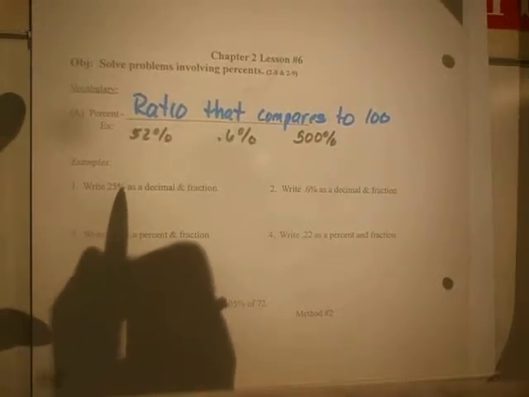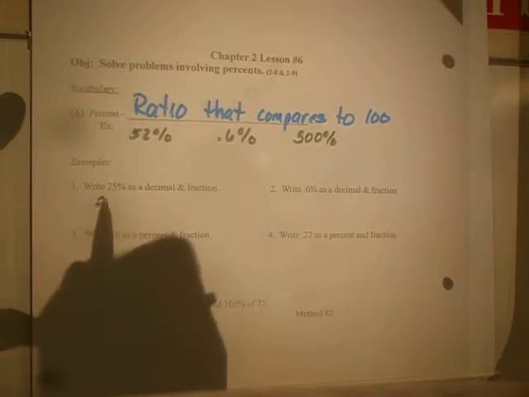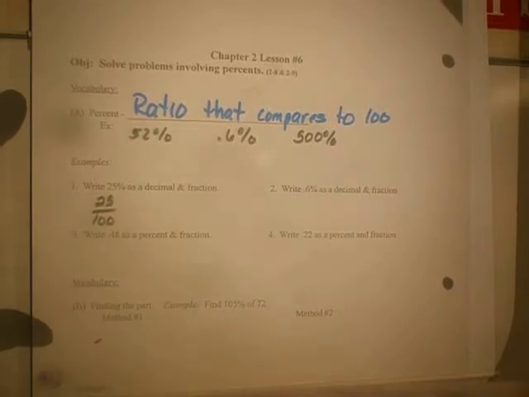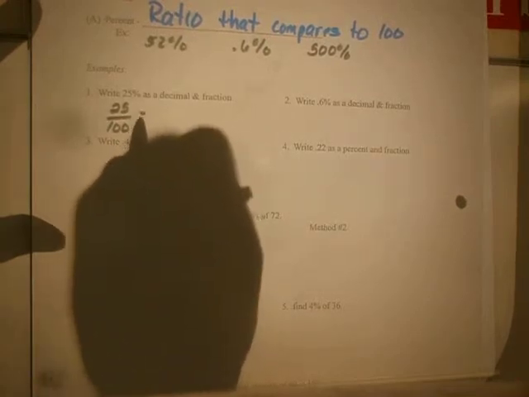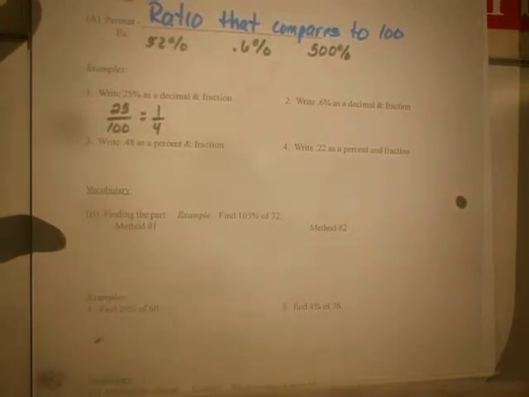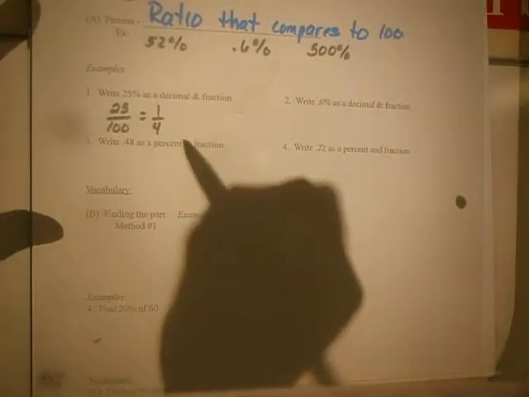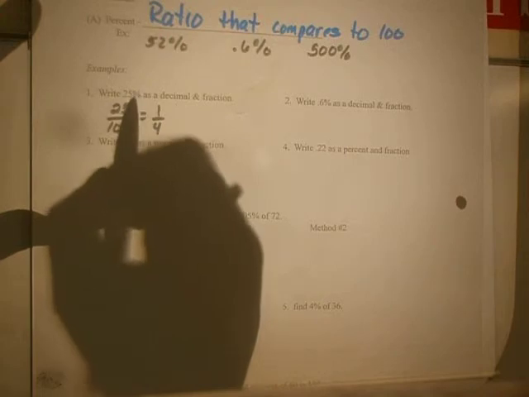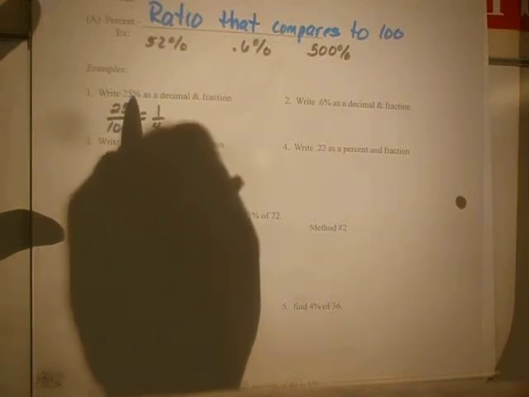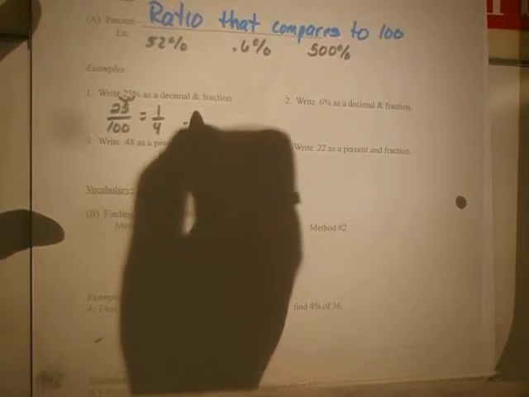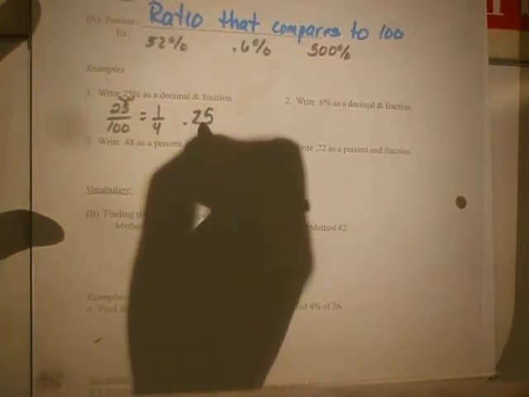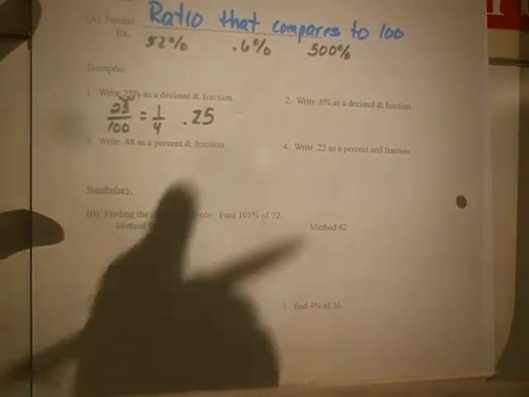This percent actually means out of 100, so we can write 25 over 100. You can use your calculator to reduce that, and as a fraction that would be 1/4. And then if you do 1 divided by 4, you can find your decimal. Or if you just take the decimal point in this number and move it 2 to the left, your decimal will be 0.25. So 1/4 and 0.25.